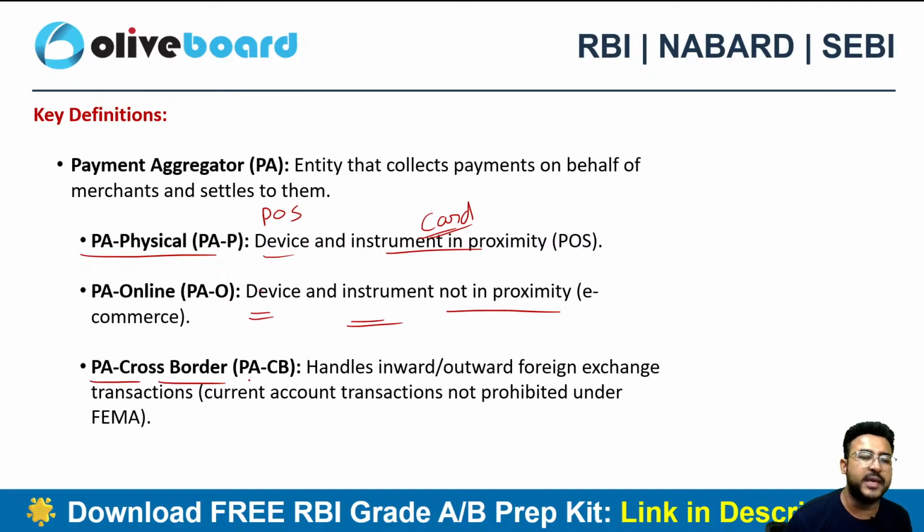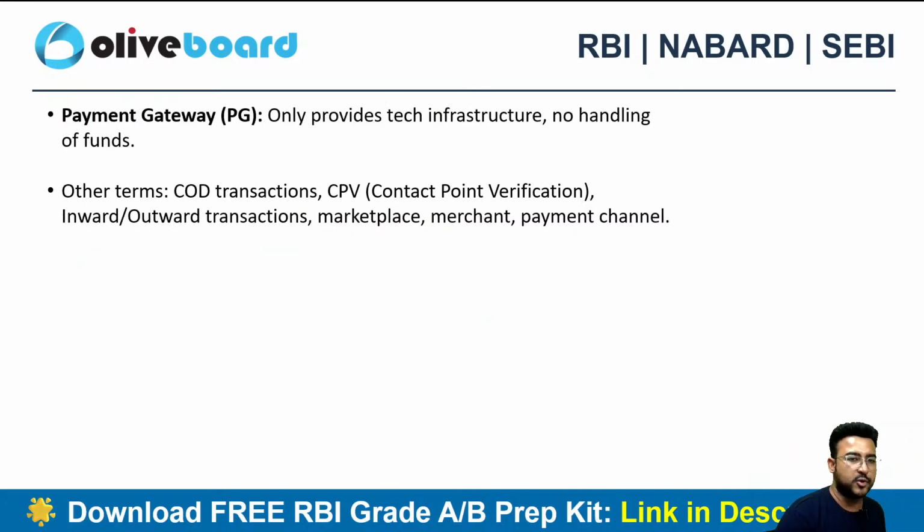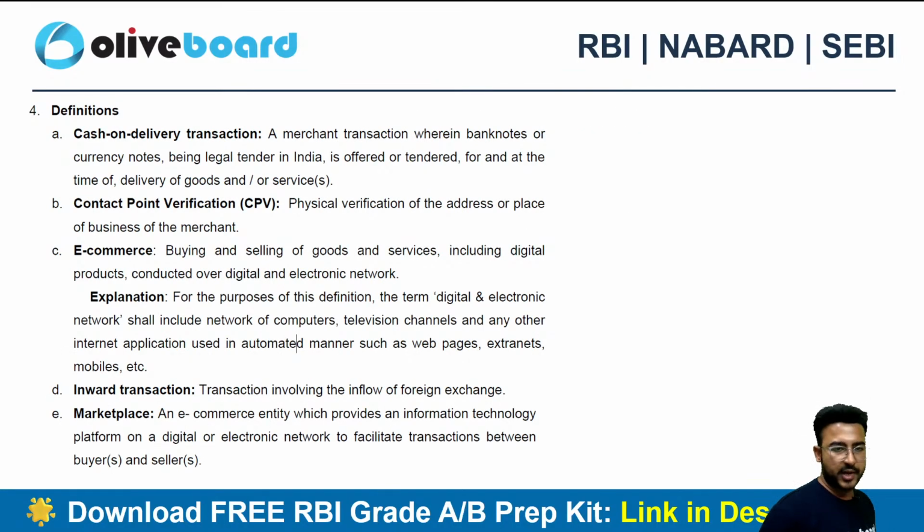Then we have the PA cross-border. This payment aggregator cross-border handles the inward and outward foreign exchange, because they are operating cross-border, right? They might be receiving money and need to send money out in foreign exchange as well. That's why they operate as a cross-border platform. And payment gateways are just giving tech infrastructure. They are not at all handling the funds. They are just giving tech infrastructure here, right?